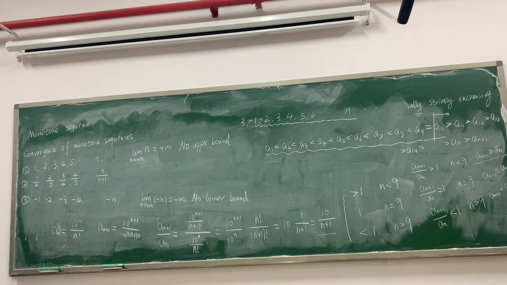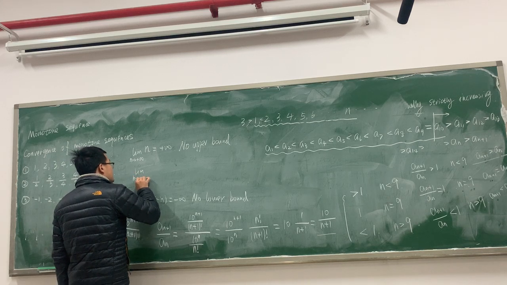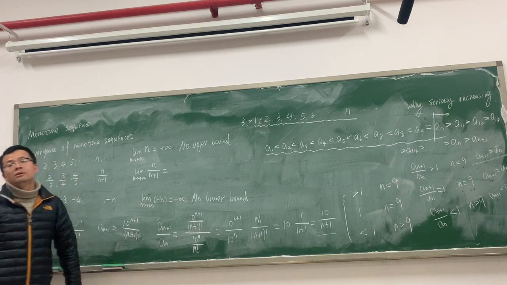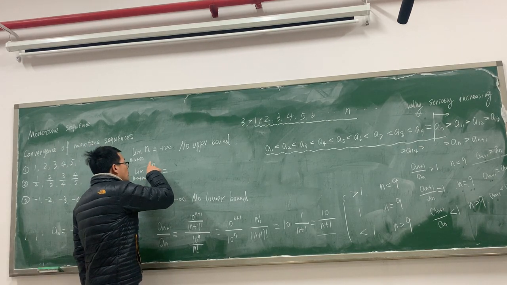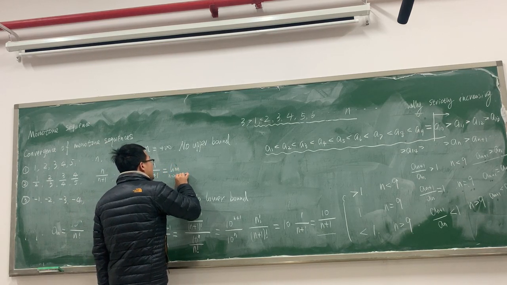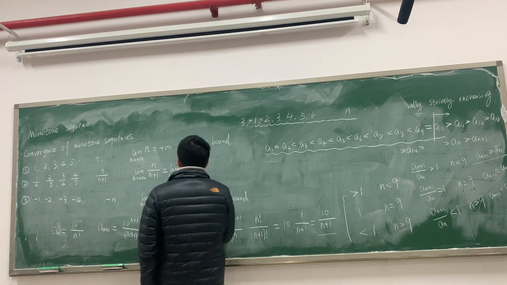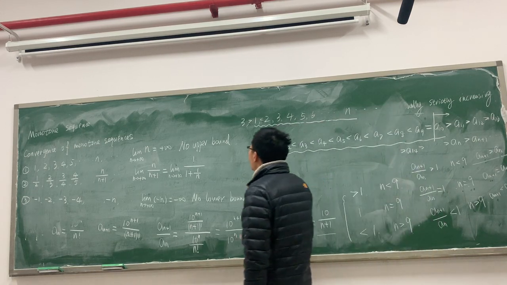So for this one, we can see when n approaches plus infinity, n by n plus 1 will approach what? So here, actually you can divide n on both sides. So here actually the limit as n approaches plus infinity of 1 by 1 plus 1 by n. Yes? So this will approach what? 1. Approaches 1. Yeah?